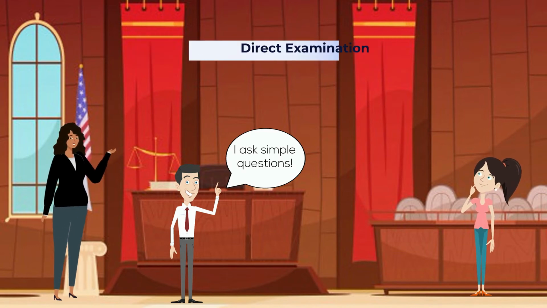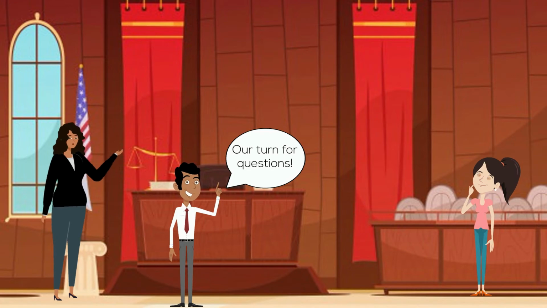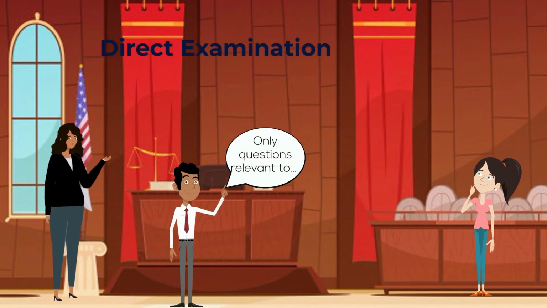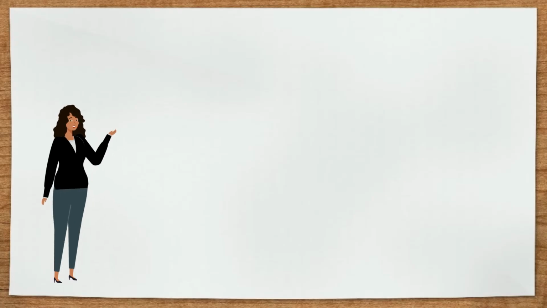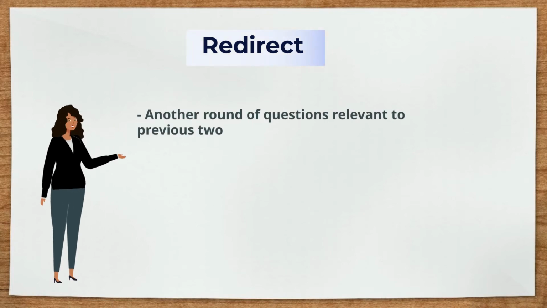This is called the direct examination, after which opposing counsel will ask you a round of questions of their own. Opposing counsel may only ask you questions relevant to the questions asked in the direct examination. Theoretically, after this, the judge may allot extra time to a redirect, where again you will be asked a round of questions relevant to the previous two.